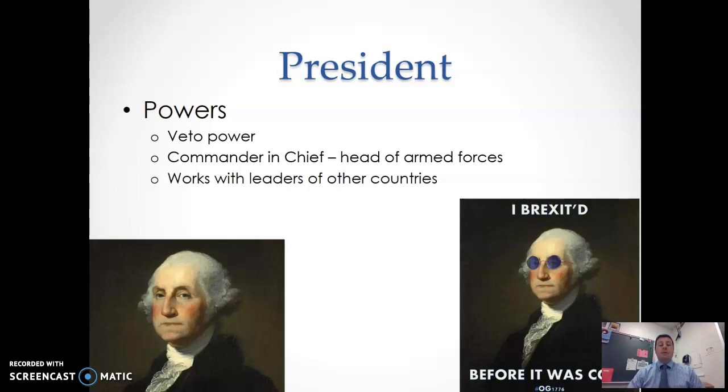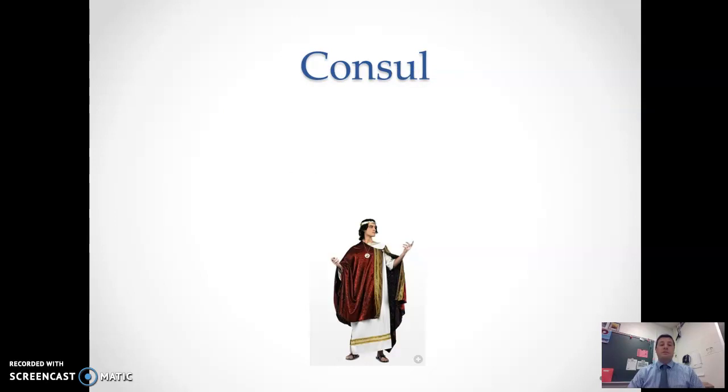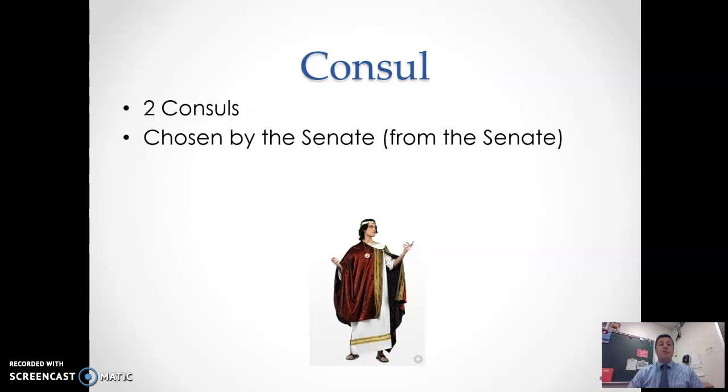And we want to be able to compare and contrast that with the head of state for ancient Rome, the consuls. We know from the previous class that there are 2 of them at one time, and they're chosen of the Senate and by the Senate. And this means that they are coming from the Senate, which is held by patricians, which means the consuls are going to be patricians, at least initially.